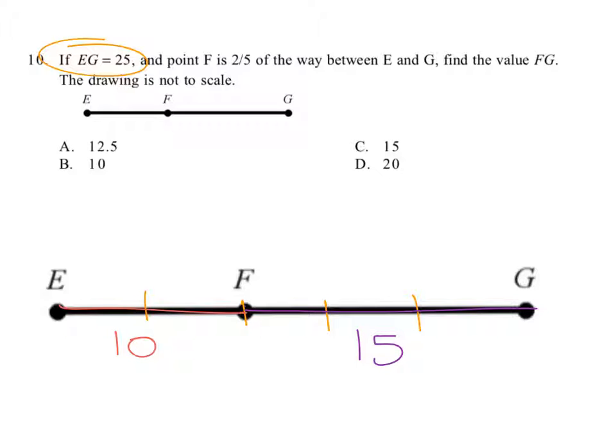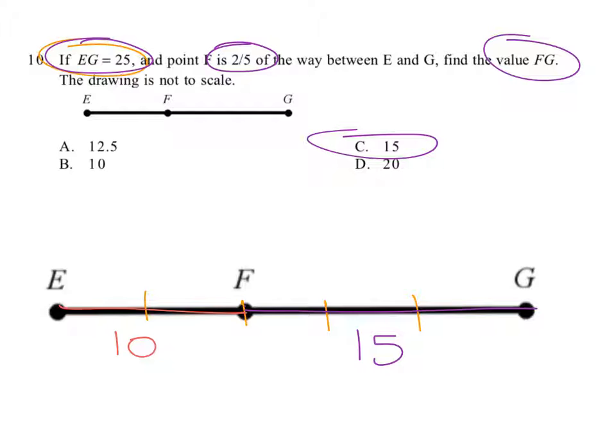So we have a length from F to G, that's what they want. Find the value of FG, segment FG, it is 15, that's C. What you want to be able to do is know that 2/5 of 25 is really 2/5 times 25, which is 10. That gets you from E to F, that's 10, and from F to G is the other 15. We're done.